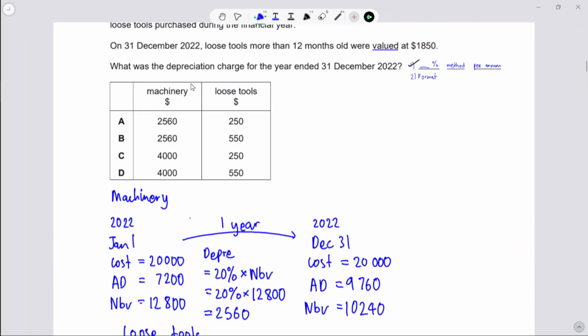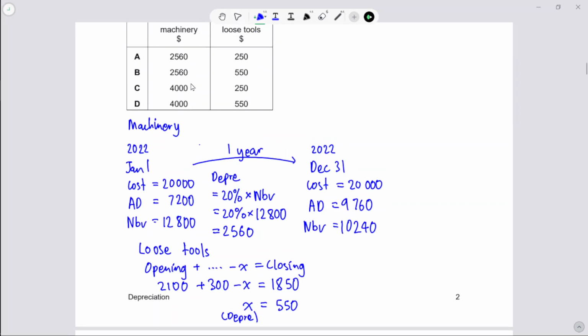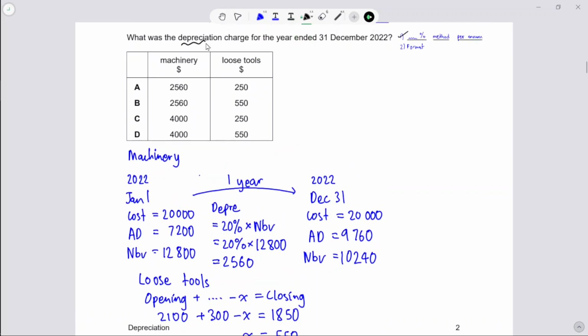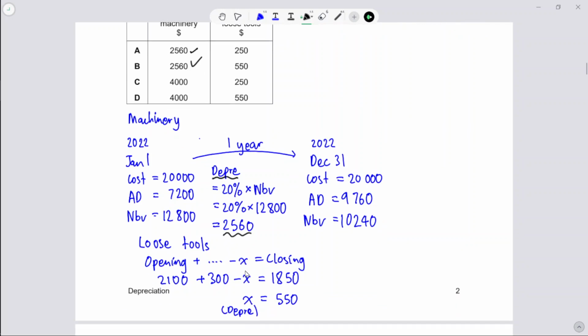Okay. So you want us to find what? Want to find depreciation. So the one depreciation is 2560. And then for the depreciation is 550. So the answer is B.